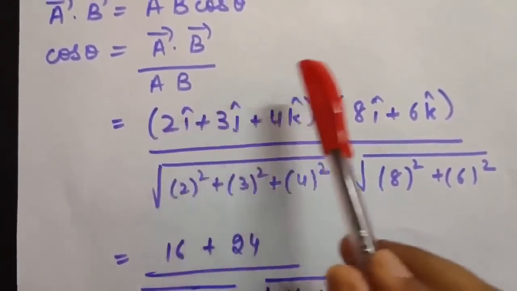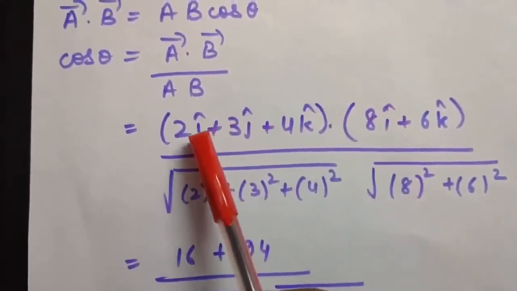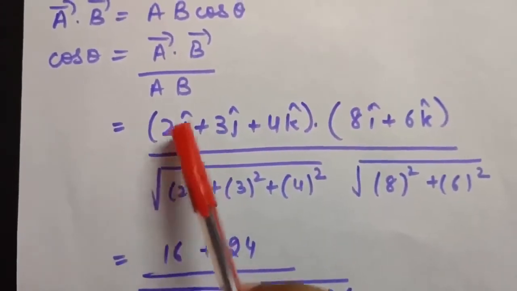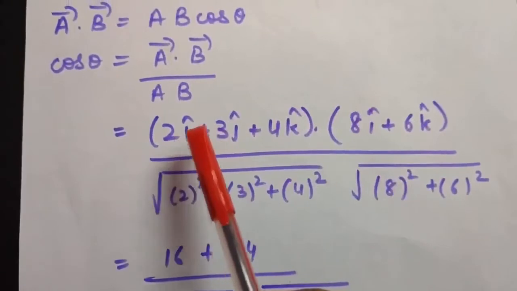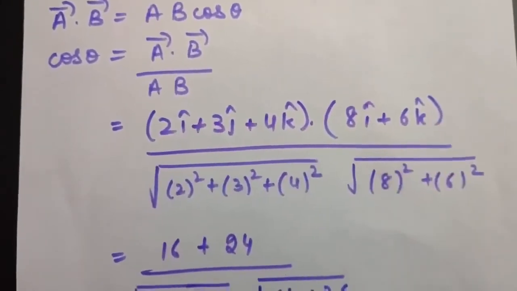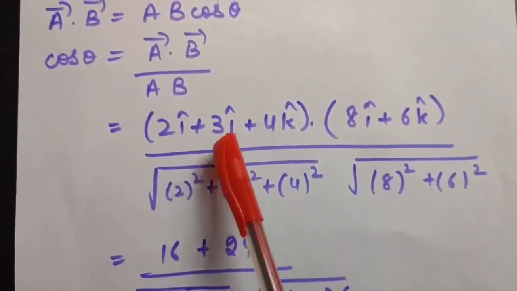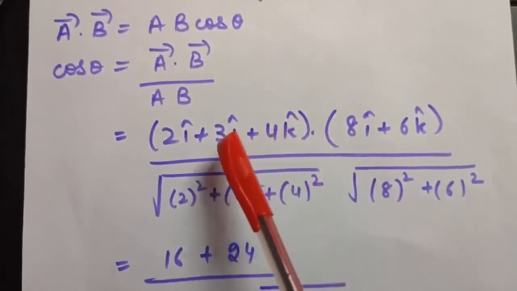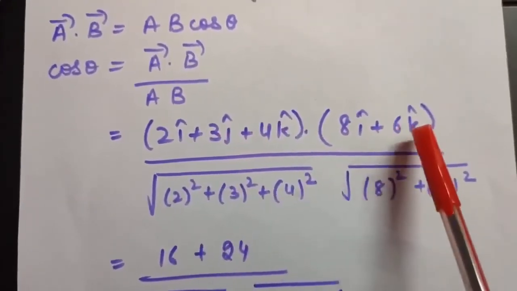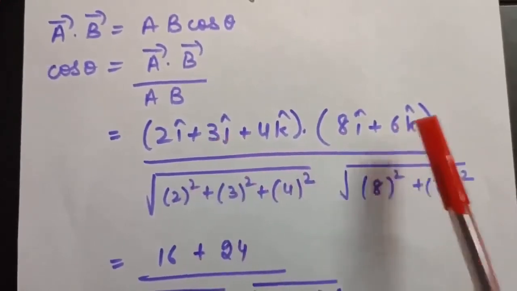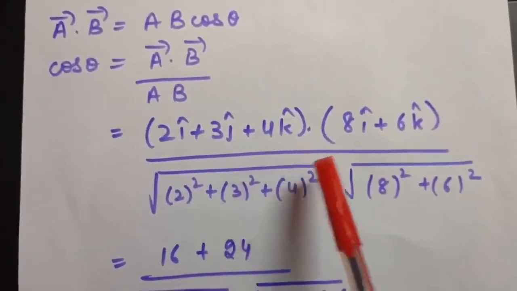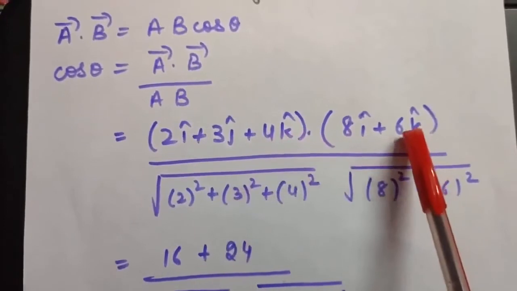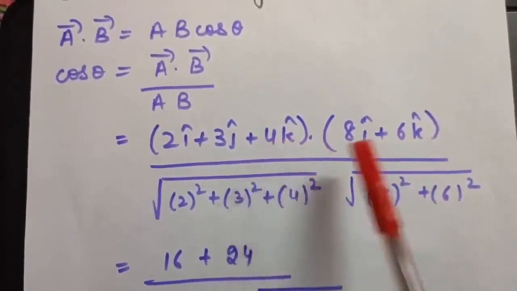First of all, 2 i cap will be multiplied by 8 i cap. Now you know i dot i is 1 and 8 into 2 will be 16. Again 2 i cap will be multiplied by 6 k cap, but as you know i dot k cap is 0, so the answer will be 0. Again 3 j cap dot 8 i cap, j cap dot i cap is 0, so this answer will also be 0. Now 3 j cap dot 6 k cap, again j cap dot k cap is 0, so this answer will also be 0. 4 k cap dot 8 i cap, again this will be 0. So the last is 4 k cap dot 6 k cap. Now k dot k will be 1 and 4 into 6 will be 24.